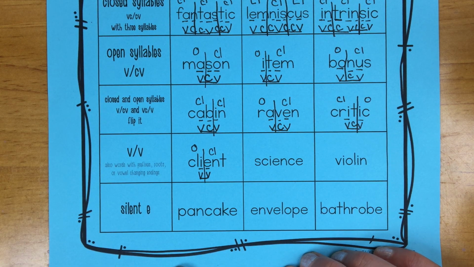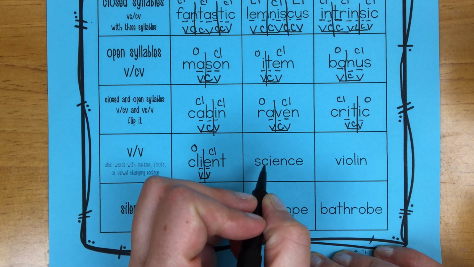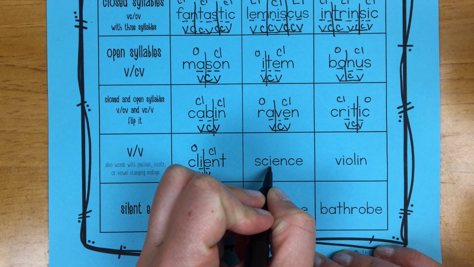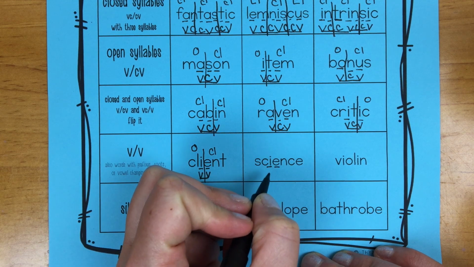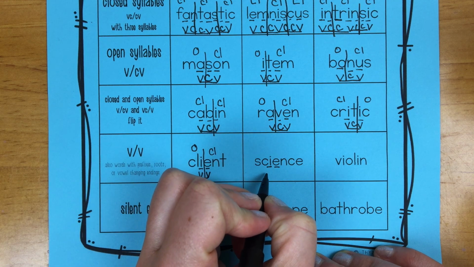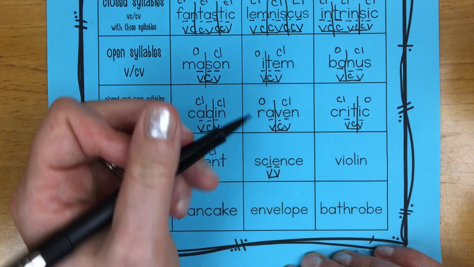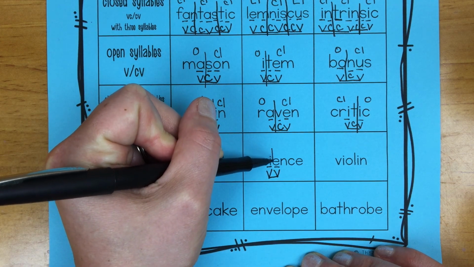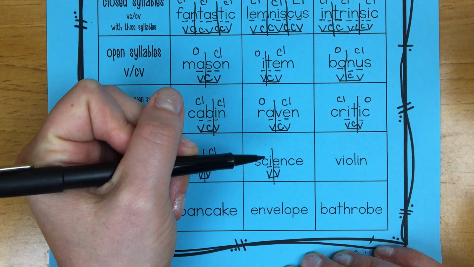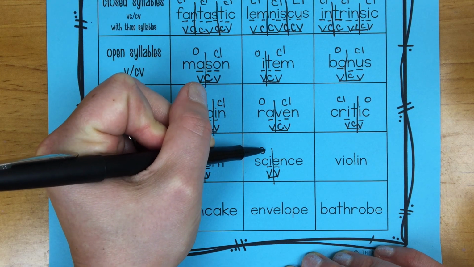Let's try the next one together. I'm going to look for the first two vowel sounds, label my V's, and build a bridge. Again, there are no consonant sounds, so I can divide between the two. This is an open syllable.